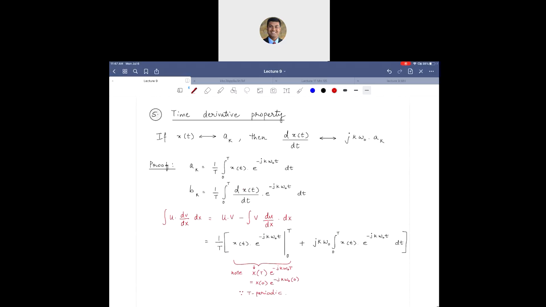Okay, next let us go into a very, very useful property here. This tends to be extremely useful, because you will see the derivative property being used a lot, because here is the thing, here is the reason.